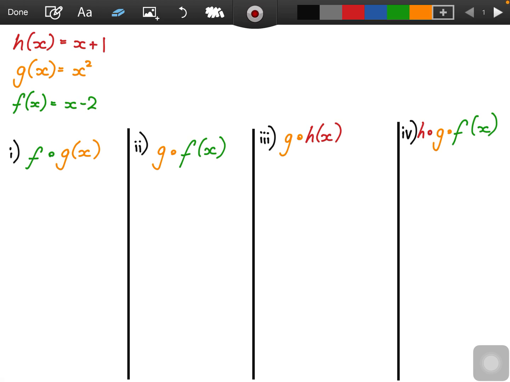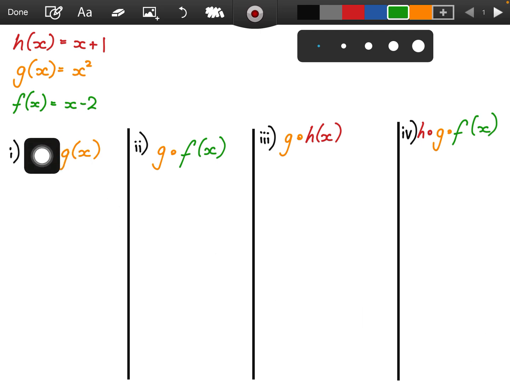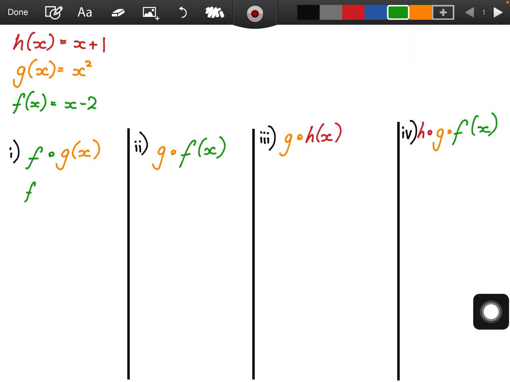Okay, so here's a few composite functions. So we said when we've got a composite function, this little dot in the middle, we call that "after". So the first one basically wants me to apply the function f after I apply some function g. So my input for f is going to be the output for g of x.